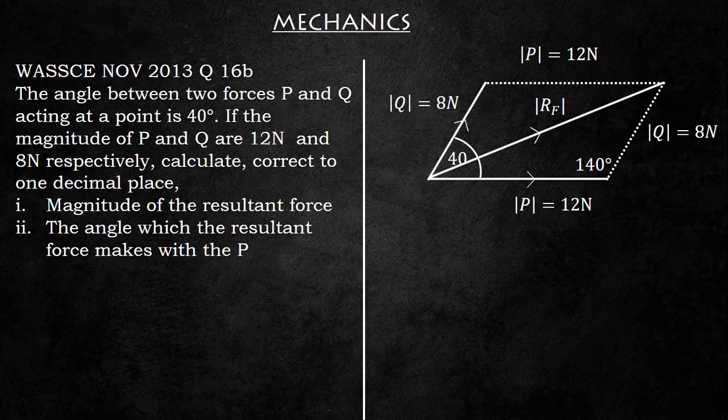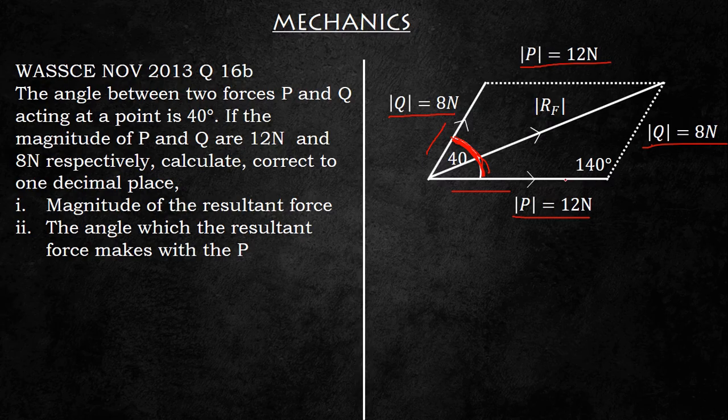Now this is how the diagram is going to look. We have force 1 as 12 newtons, force 2 as 8 newtons. The force 2 over here will be the same as this over here, that is 8 newtons, and force 1 will be the same as this, that is 12 newtons. Then the angle between the two forces is 40. Force 2 goes in this direction, force 1 goes in this direction. The angle between these two forces is 40.